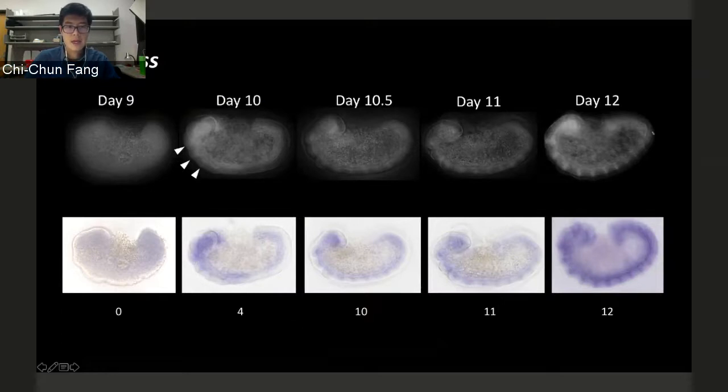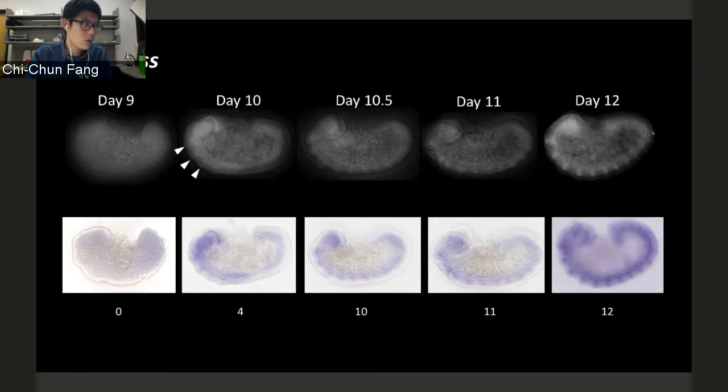Right. And when the embryo gets older, more stripes are adding up. Okay, those are the stripe numbers. Day 9, you got 0. Day 10, we see 4. Between day 10 and day 11, we see 10. And until day 12, we got 12. Okay, so that's the evidence to prove that those segments, those stripes, are actually adding up. They didn't show up simultaneously.